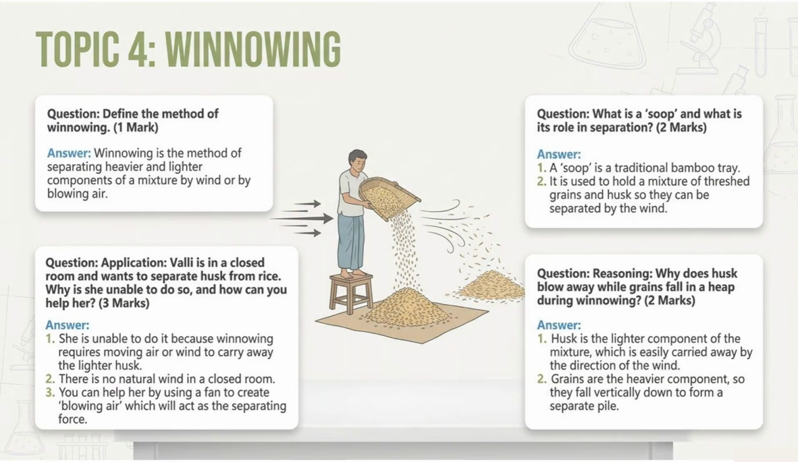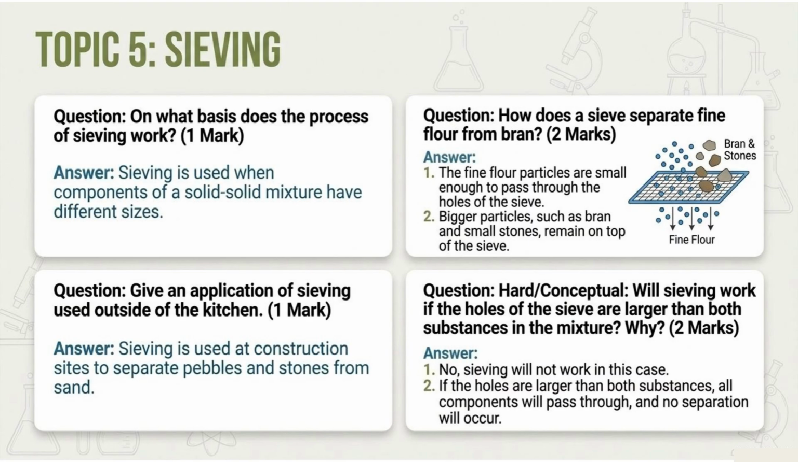Topic 5. Sieving. Question, on what basis does the process of sieving work? 1 mark. Answer, sieving is used when components of a solid-solid mixture have different sizes. Question, how does a sieve separate fine flour from bran? 2 marks. Answer, the fine flour particles are small enough to pass through the holes of the sieve. Bigger particles, such as bran and small stones, remain on top of the sieve.